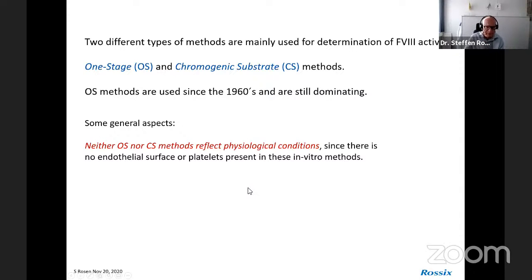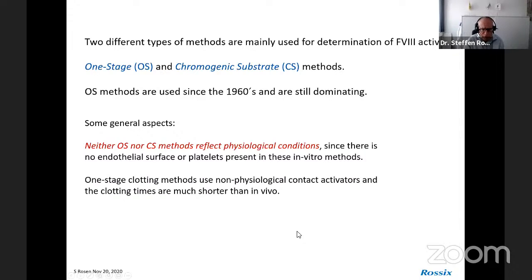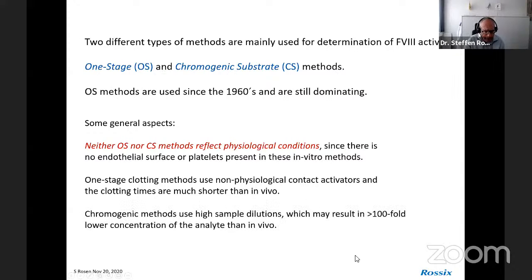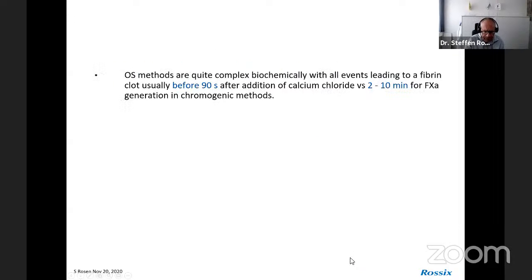Some general aspects which I think are important to recognize: neither of the methods reflects physiological conditions, since there is no endothelial surface or platelets present in these methods. 1-stage clotting methods use non-physiological contact activators, and the clotting times are much shorter than in vivo. Chromogenic methods use high sample dilutions, which may result in more than 100-fold lower concentration of the analyte than in vivo.